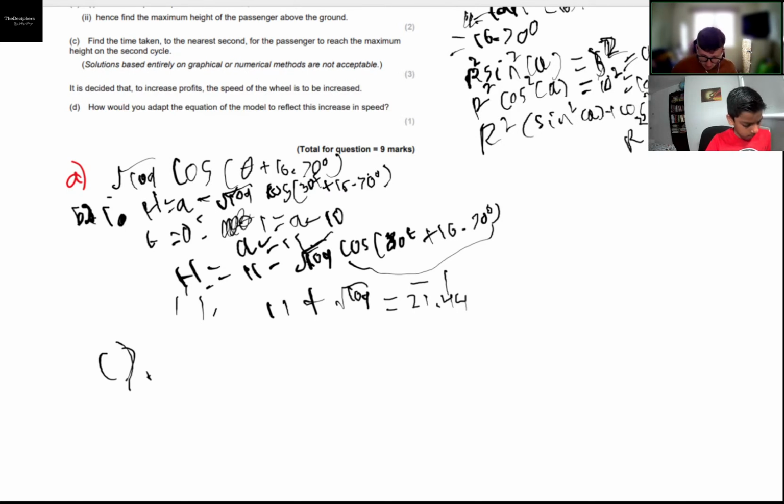So for part C then, find the time taken to the nearest second for the passenger to reach the maximum height on the second cycle. So for the second cycle, that's basically the secondary value for cos. So I guess we need to solve the equation.